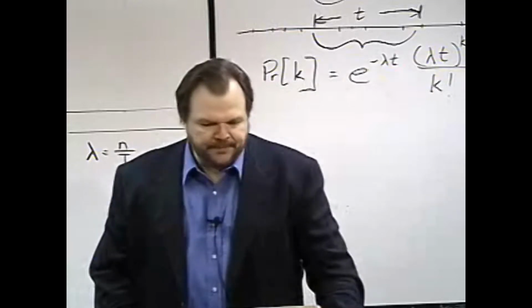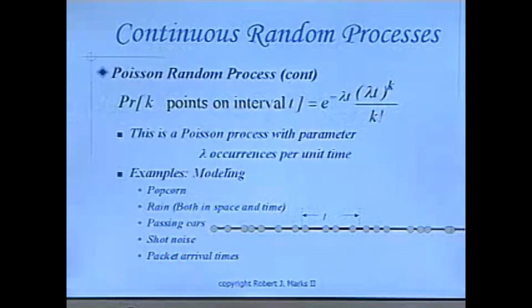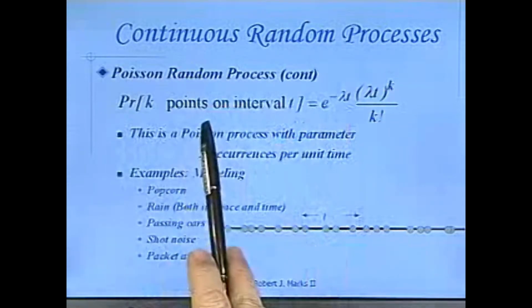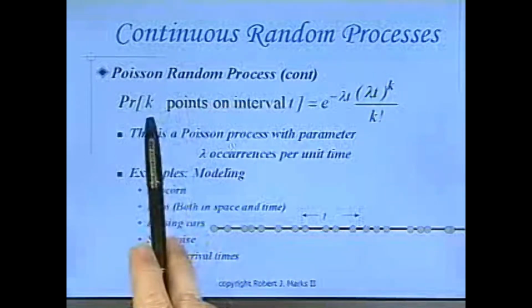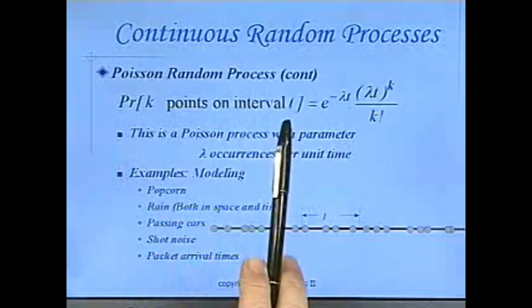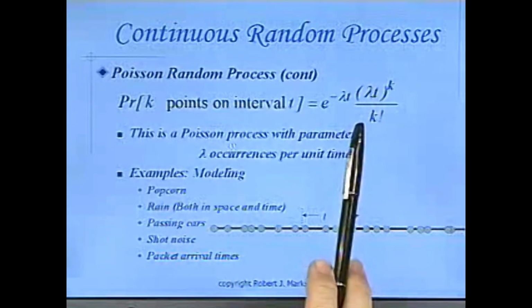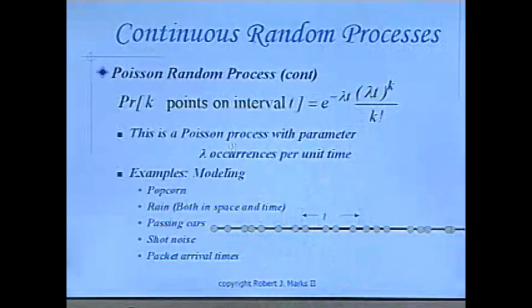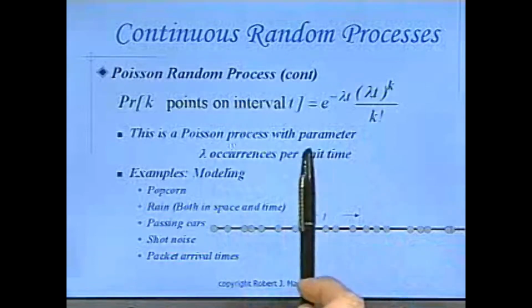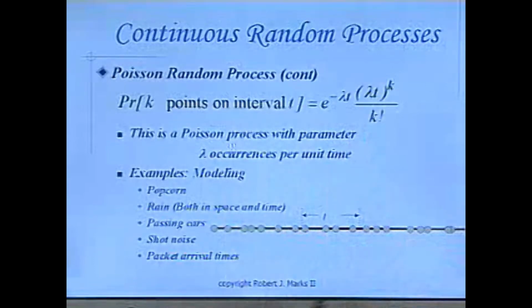Let's look at one. Well, before we look at one, let's just reiterate what we just said. That we have finally arrived at the probability that the k points on the interval of t equal to this result, which is only a function of lambda. The only parameter of a Poisson process is lambda, the average number of occurrences of points per second. It's a Poisson process with a parameter of lambda occurrences per unit time.